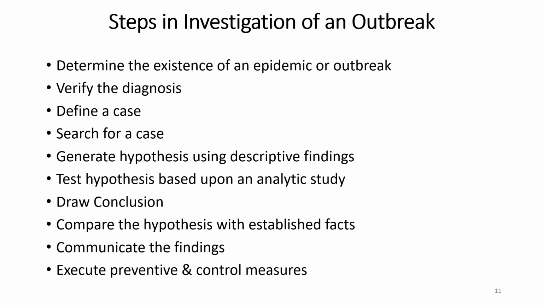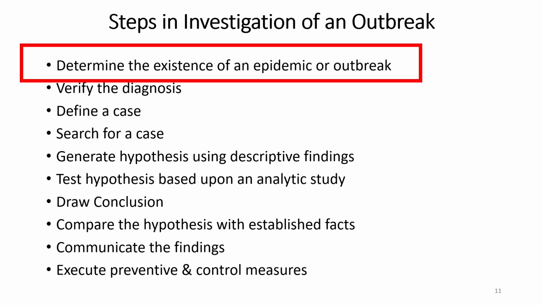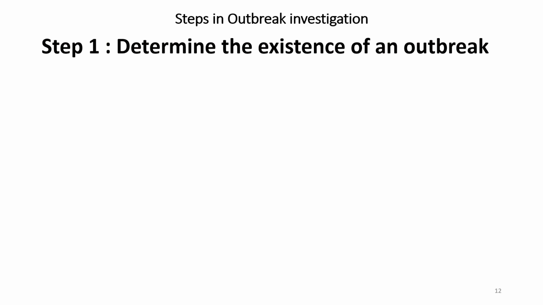Conceptually, control measures come after the hypothesis has been confirmed. But in practice, control measures are usually implemented as soon as the source and mode of transmission are known, which may be early or late in any particular outbreak investigation. So, I mean to say that not all the steps are strictly followed in a particular sequence. Okay, we'll see the first step now, which is determining the existence of an outbreak.